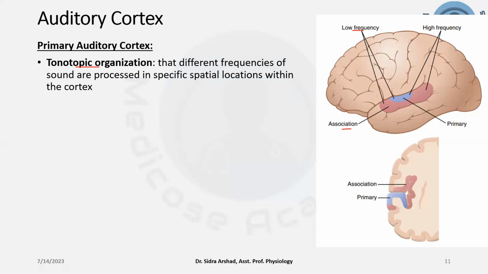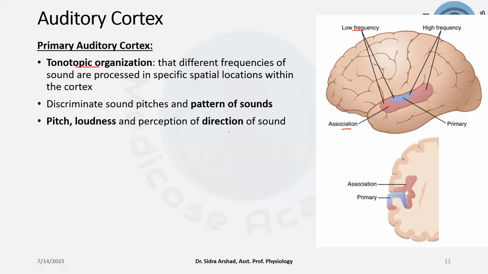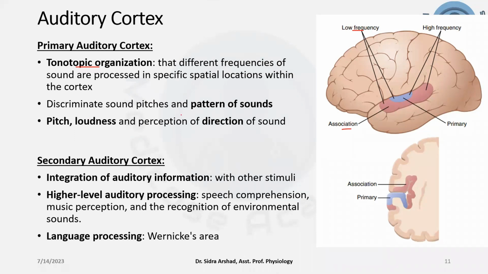So the tonotopic maps retain the spatial organization of the frequencies which are perceived by the hair cells, which depend upon the movement or the displacement or the vibration of the basilar membrane along different points. And this is retained in the auditory cortex as well in the form of these tonotopic maps. Different frequencies of sound are processed in specific spatial locations within the cortex. This area is also involved in discriminating sound pitches and pattern of sounds, perception of pitch, loudness, and direction of sound.